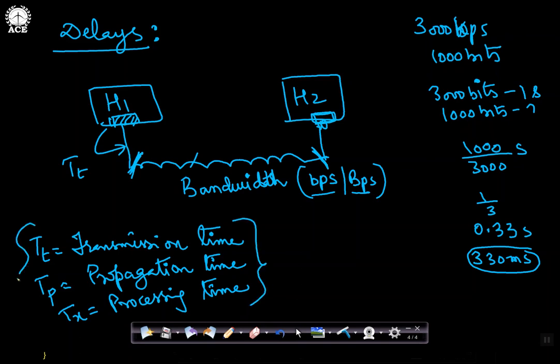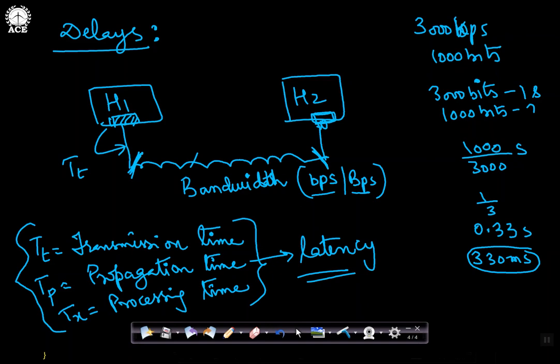So every protocol will have these, every channel will have its bandwidth, and then based on that you will have transmission time, propagation time, and processing time. So in the previous protocols we assumed that processing time was negligible. So processing time is this, transmission time is this, and delay is propagation delay. Sometimes this propagation delay is also called latency. So you have to remember these definitions.